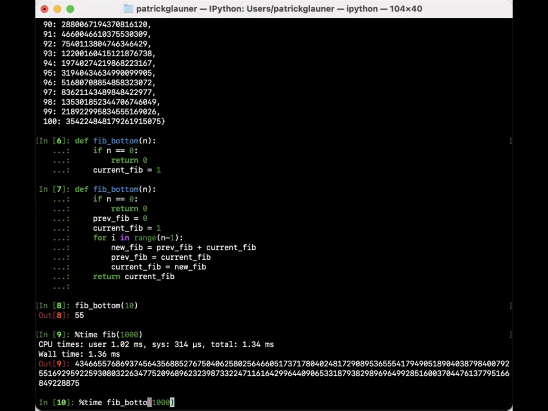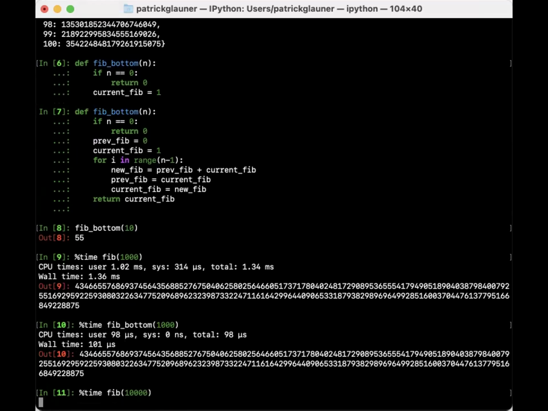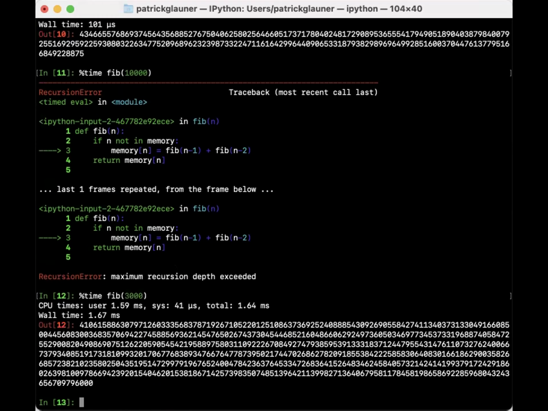And we can calculate this for the bottom one as well, or for bottom up, it takes 101 microseconds. So the bottom up tends to be faster. We can also do this for 10,000 in the top down, which unfortunately reaches a maximum recursion depth. We can say maybe 3,000, I don't know.